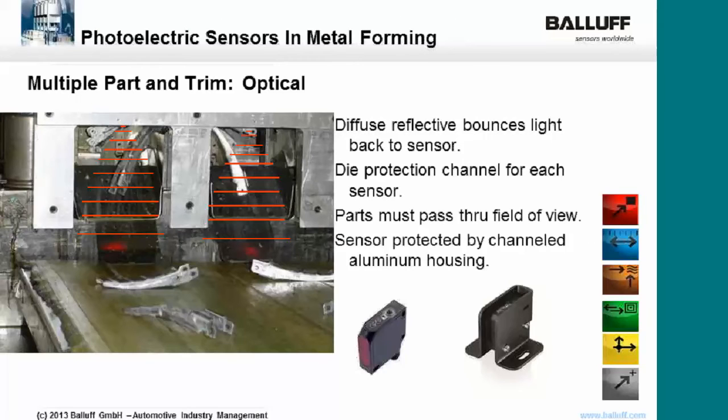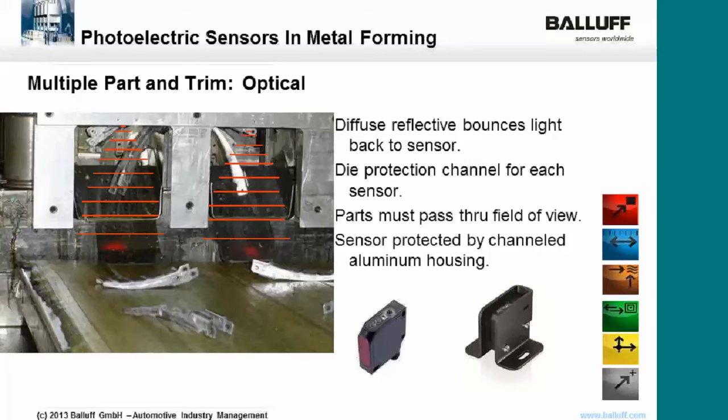Here's an example of multiple part out. So you have a dual-sided press, you have two parts falling out, one on the left, one on the right, and in this case they are using a diffuse sensor to pick up the part as it falls out. Now this is a diffuse sensor that is at the end of the die, so there may not be as much lubricant or cutting fluid present. That's where you would use a diffuse sensor.